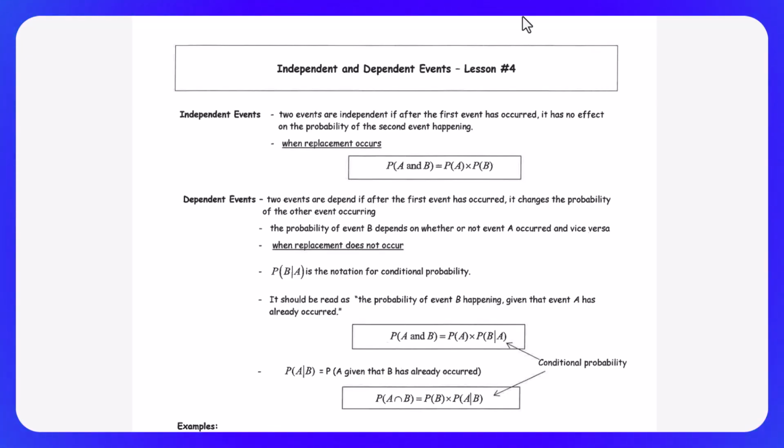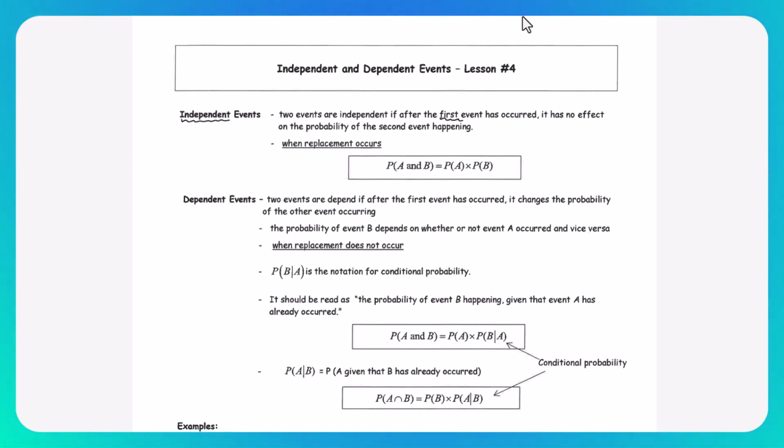So let's get started. The first thing we're going to do is talk about the definition of independent events. Two events are independent if the first event has occurred, but it has no effect on the probability of the second event. For example, let's say I had a die. Oh, that's a terrible die. Go with it. And on that, I rolled a 2 on the top there.